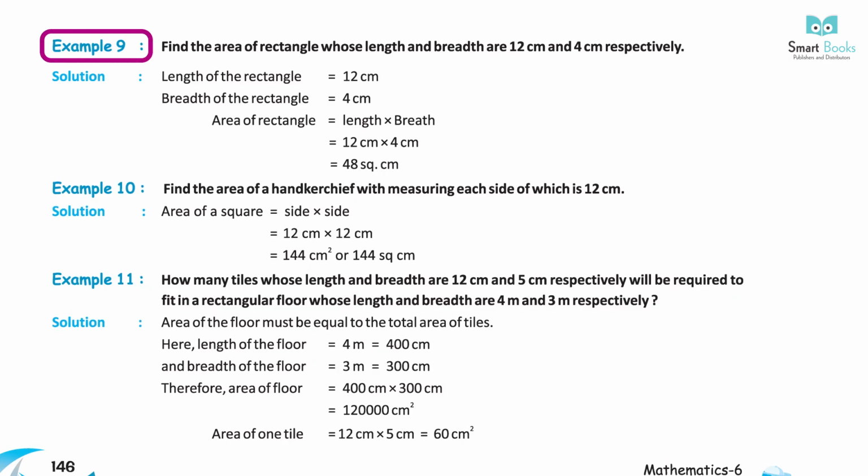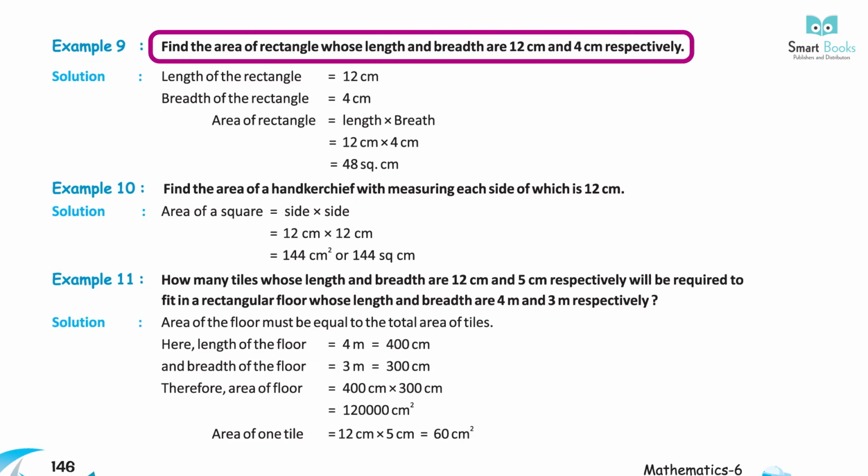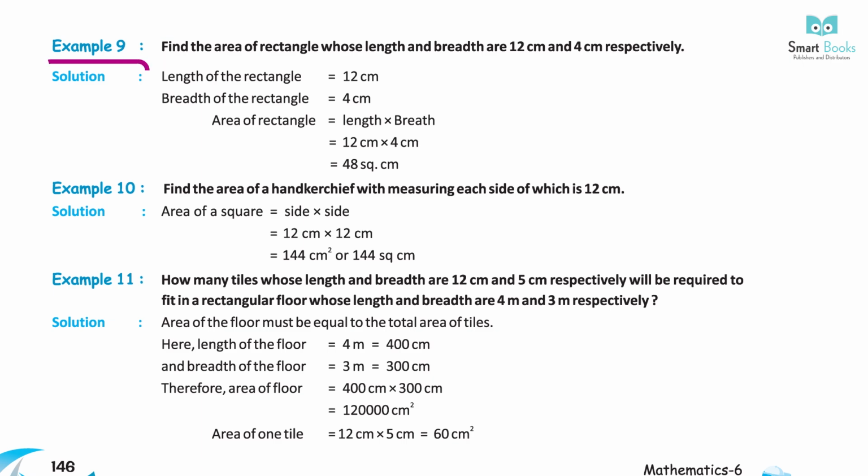Example 9. Find the area of a rectangle whose length and breadth are 12 cm and 4 cm respectively. Solution: length of the rectangle is equal to 12 cm. Breadth of the rectangle is equal to 4 cm. Area of rectangle is equal to length into breadth, which is 12 cm into 4 cm, equal to 48 square cm.